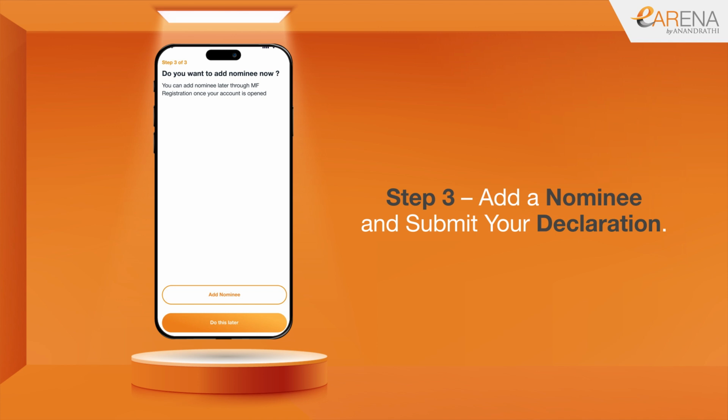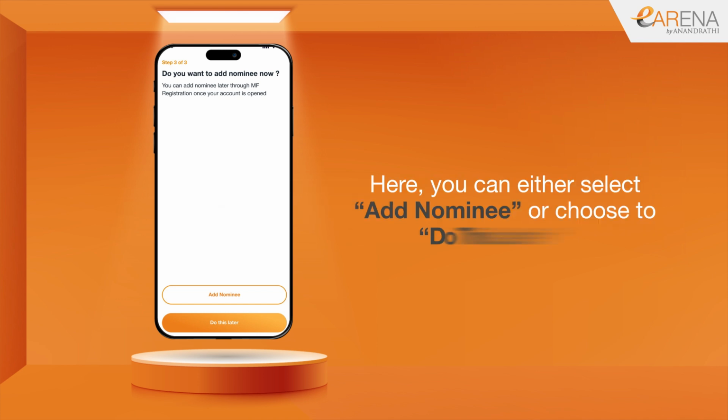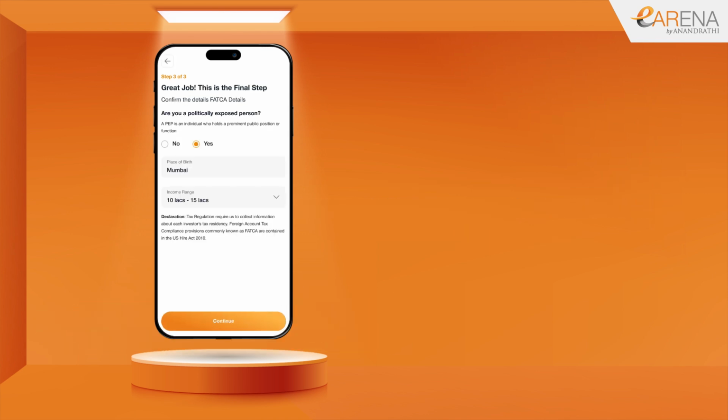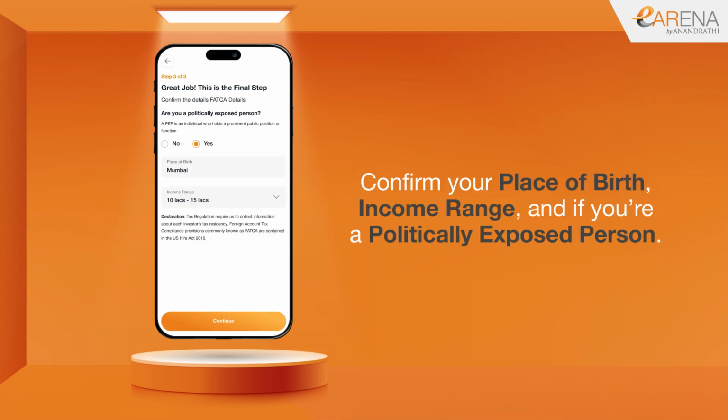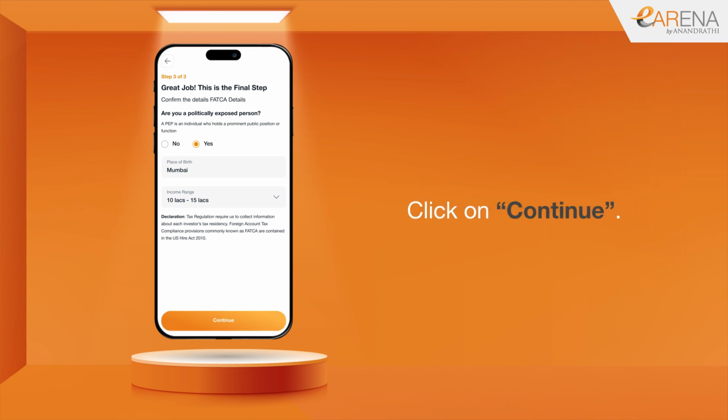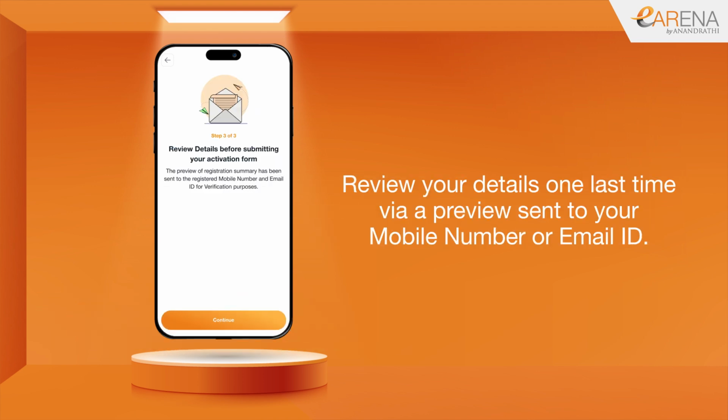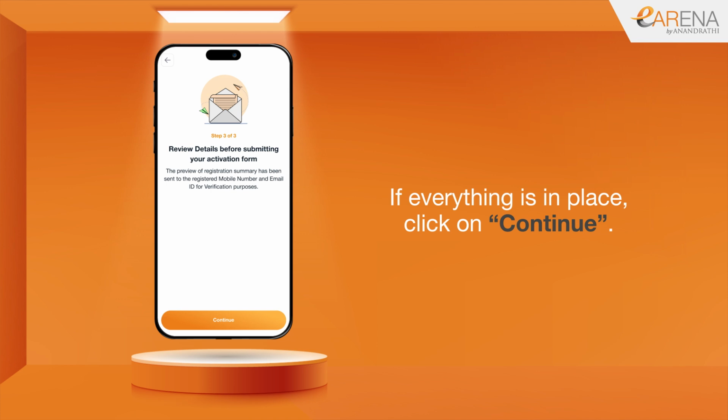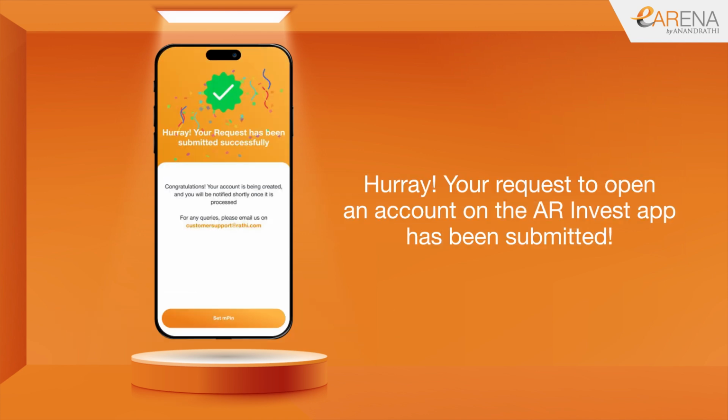Step 3. Add a nominee and submit your declaration. Here you can either select Add Nominee or choose to do this later. Enter your FATCA details. Confirm your place of birth, income range and if you're a politically exposed person. Click on Continue. Review your details one last time via preview sent to your mobile number or email ID. If everything is in place, click on Continue. Hooray! Your request to open an account on the eARENA app has been submitted.